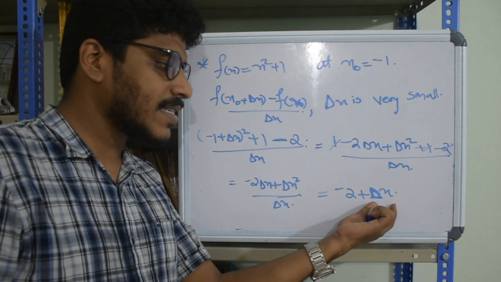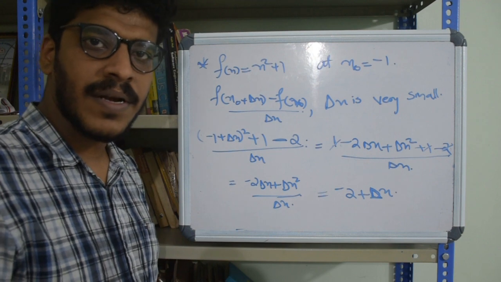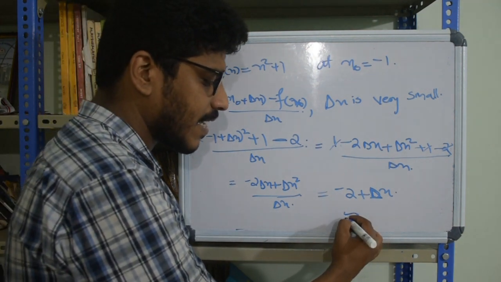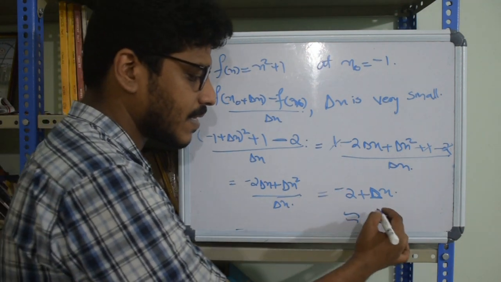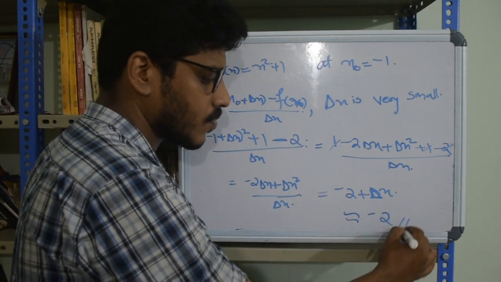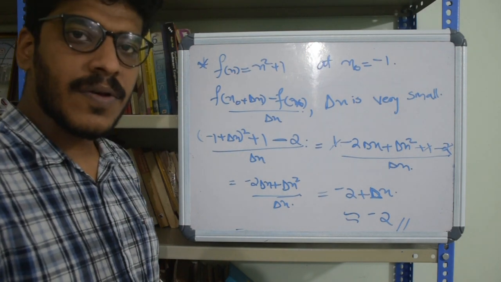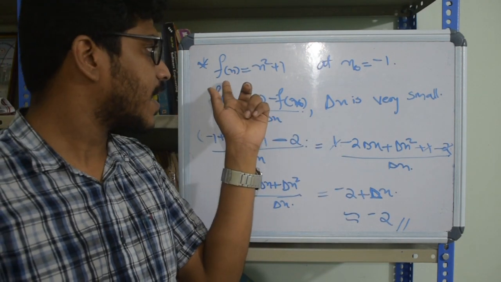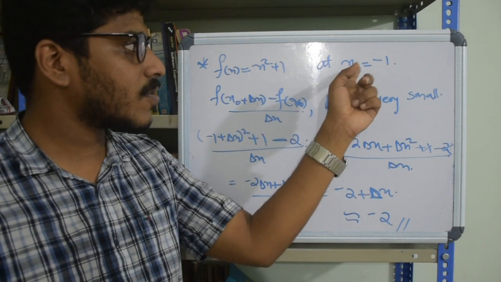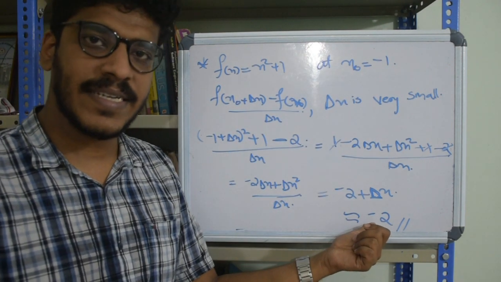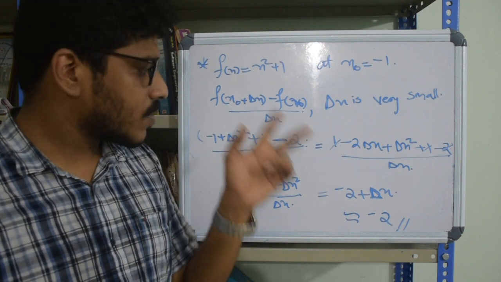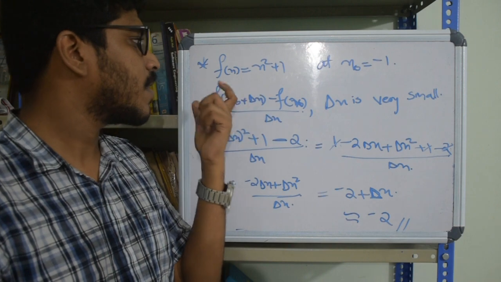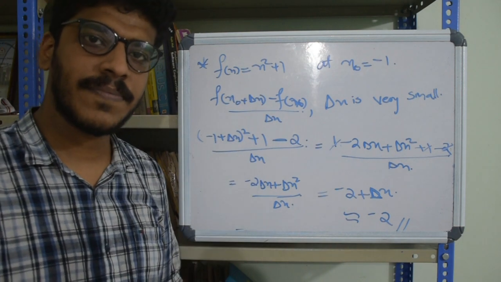Now assume delta x is negligibly small. Delta x is negligibly, very much small, and if it is the case, we can assume this to be approximated as minus 2. Right. So the slope of the tangent of the graph of the function f of x equal to x squared plus 1 at x naught equal to minus 1 is negative 2. Right. So this is how we practically make use of this formula to find the slope of the tangent to the graph of a function.